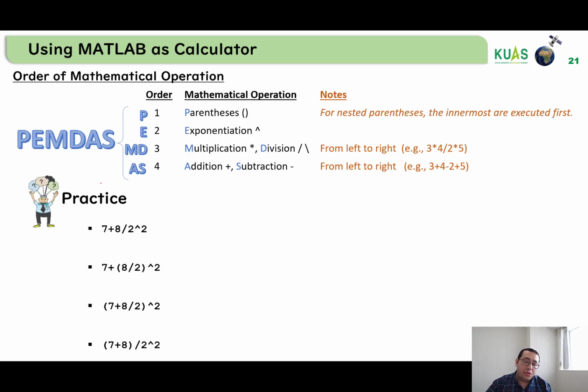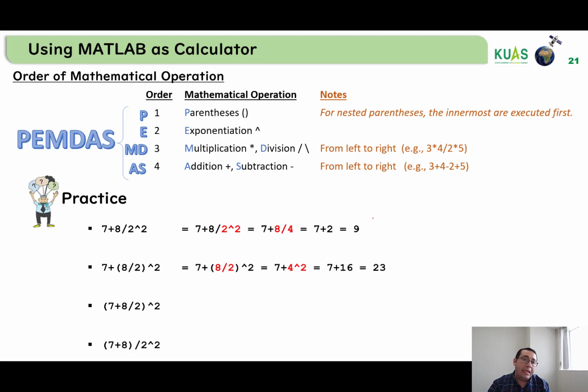So for the previous question, we need to know what order to use to explain each one of these. For the first one, we have 7 plus 8 divided by 2 to the power 2, and the power should be executed first because it is second in order. So 2 to the power 2 is 4. After that, we have plus and divide, and divide comes first because it is third order. So it will be 7 plus 8 divided by 4, the result is 2. So it will be 7 plus 2, and 7 plus 2 equals 9.